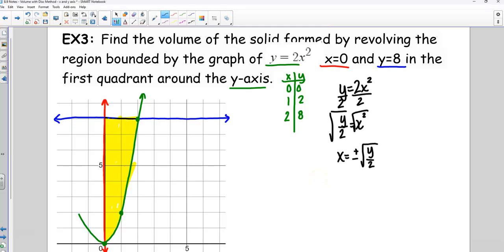Now, you have to pick one here. You can't do any problem with the plus or minus in it. Which part of the graph am I looking at? Are my x coordinates going to be positive, or negative over in this section? Positive, right? So we are going to go with x equals positive square root of y over 2. That's this section of that quadratic right here. So that's x equals square root of y over 2.